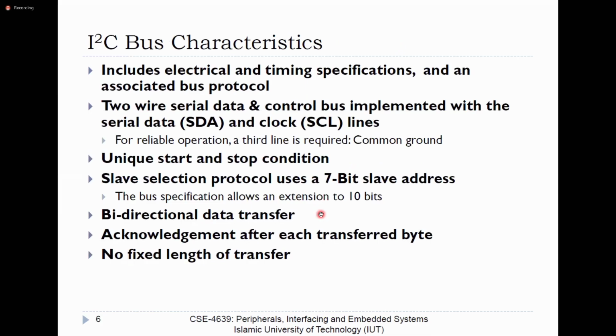All the devices or components in this inter-IC bus are categorized into 2 parts. One device acts as a master, and the other devices or components act as slaves. So we have a 7-bit slave address, and the data transfer direction is always controlled by the master, and we don't have any fixed length of data transfer. Rather, after sending 1 byte of data, there will be one acknowledgement or negative acknowledgement to ensure reliable data transfer.